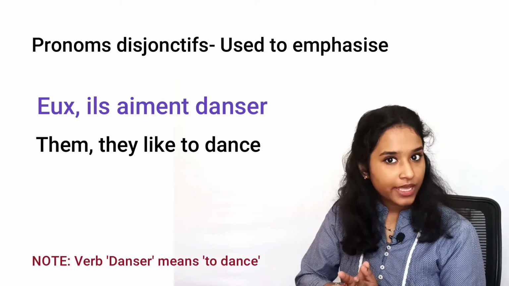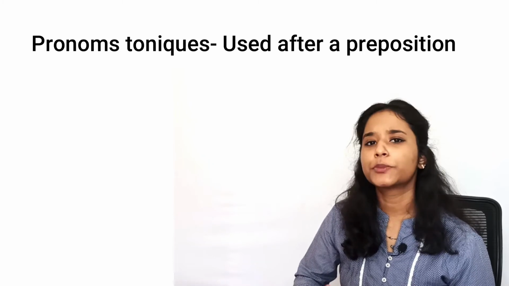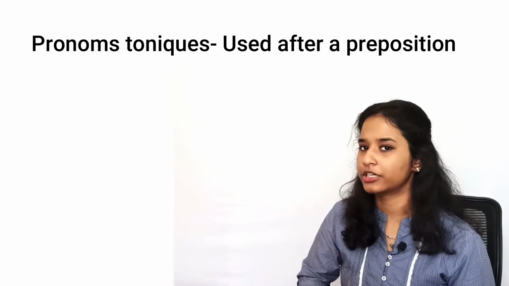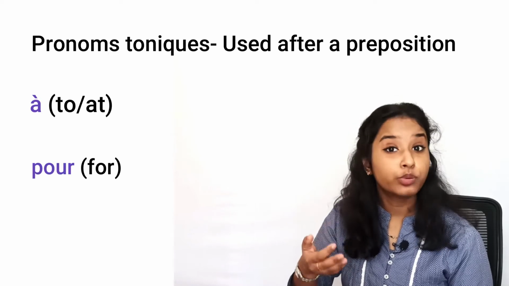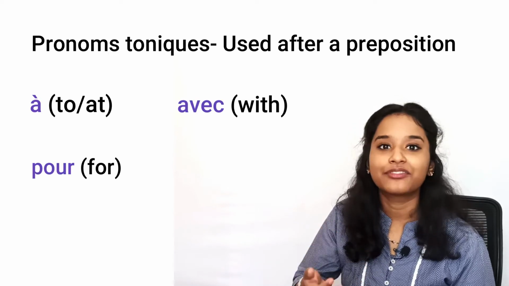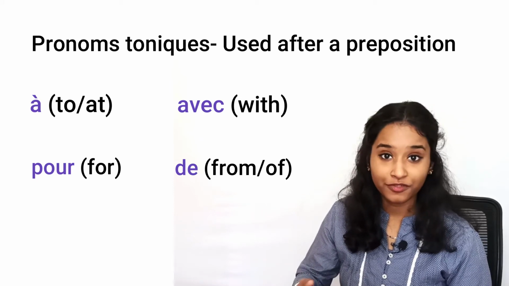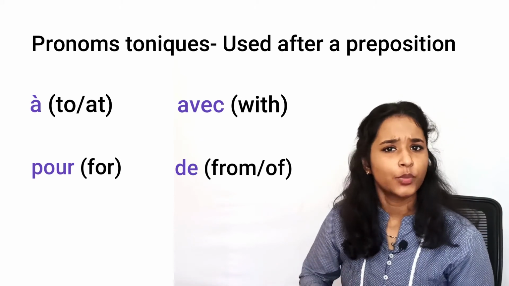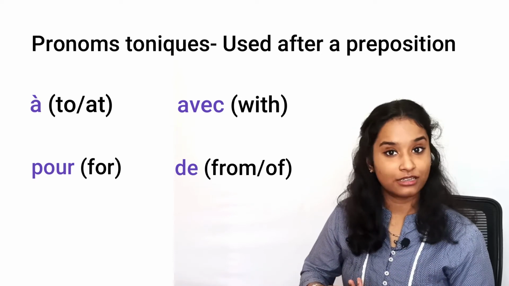There are other places where you use this pronom disjonctif or pronom tonique. One place that you will see this is after a preposition. What are prepositions? We had looked at a few earlier, remember? So we saw à, which means to or at. We saw pour means for. Avec means with. De means from or of. So all these are prepositions. We'll have an entire session for prepositions, but these are a few that you had already seen earlier in our previous sessions.